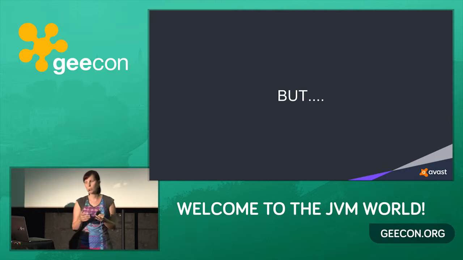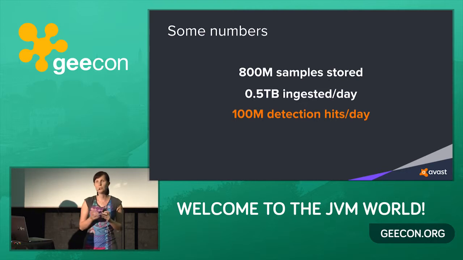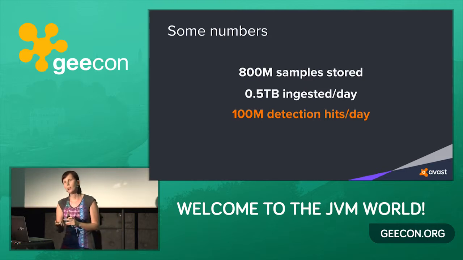But there's actually one problem, and this wouldn't work for Avast right now. That's mainly because we have about 400 million users worldwide. We have about 260 million users on desktop computers and 180 million users on mobile phones. To put that into even more numbers, every day we see almost 1 billion files. That's about 0.5 terabyte of data. And we see about 100 million detection hits in the wild. To cover all this, you would need a really large number of malware analysts.